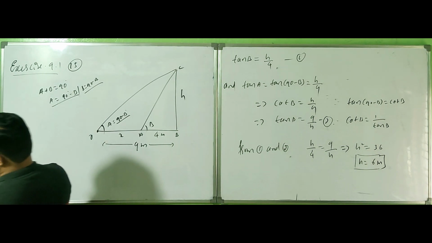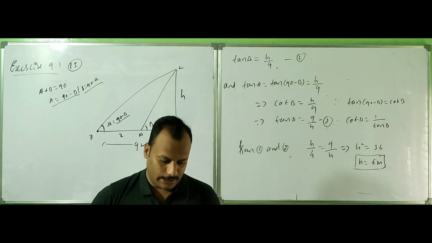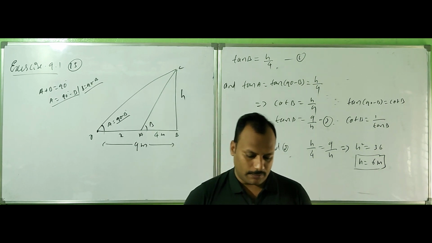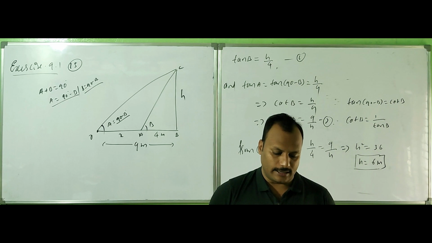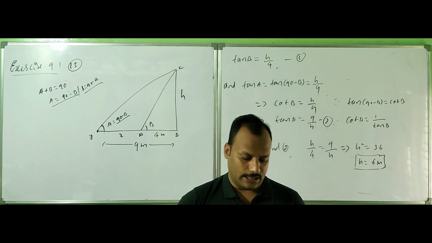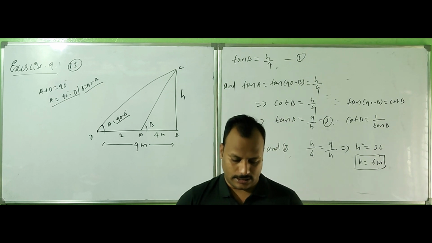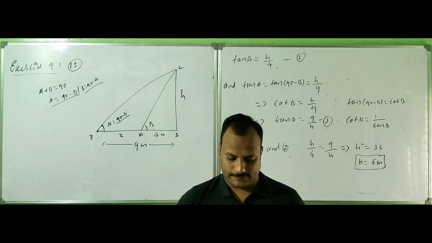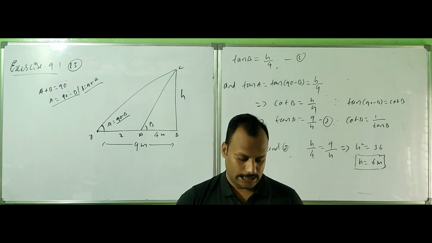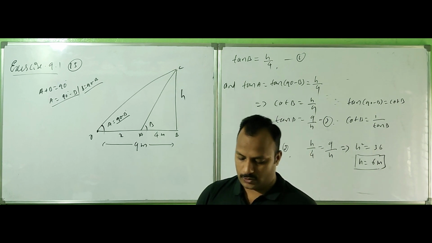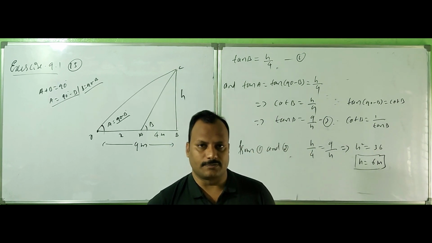Question number 15. A straight highway leads to the foot of the tower. A man standing at the top of the tower observes a car at an angle of depression 30 degrees, which is approaching the foot of the tower with a uniform speed. Six seconds later, the angle of depression of the car is found to be 60 degrees. Find the time taken by the car to reach the foot of the tower from this point.